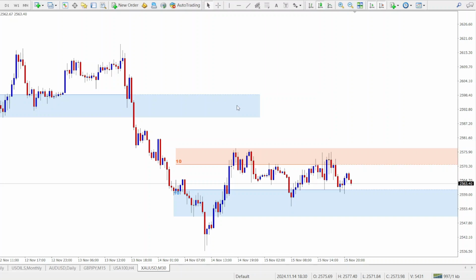Now, it is not a guarantee that there is going to be a rejection, all right, but there is a tendency that the price is going to get rejected. So once the price gets into the support zone, you will be looking out for buying opportunities. Okay, you look out for buy opportunities.